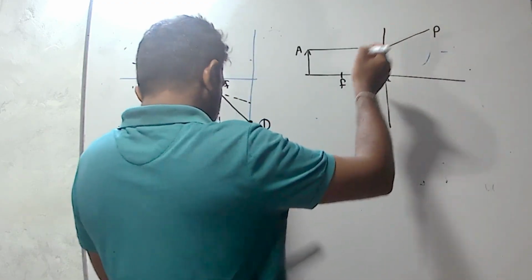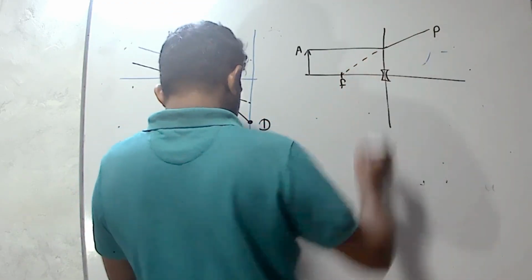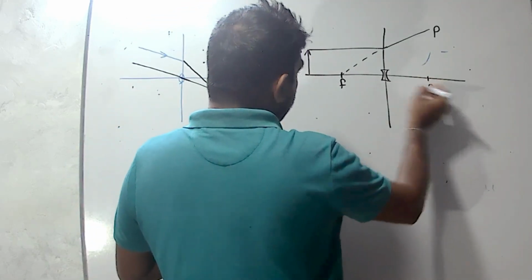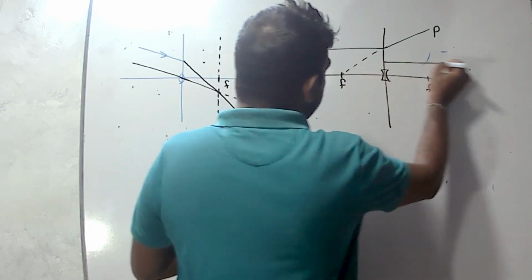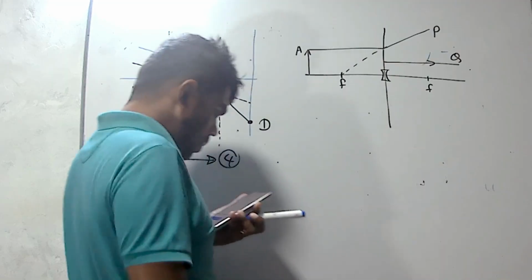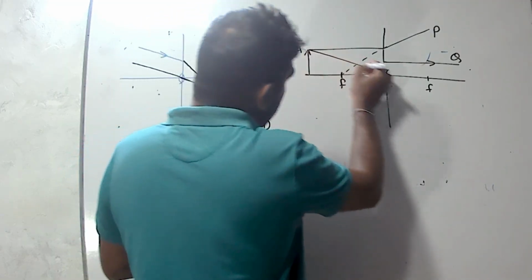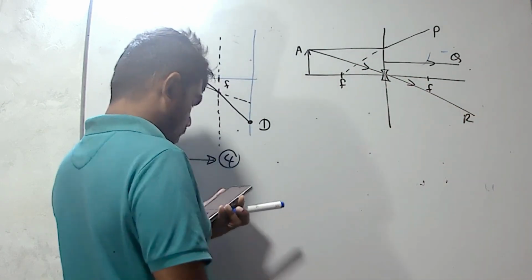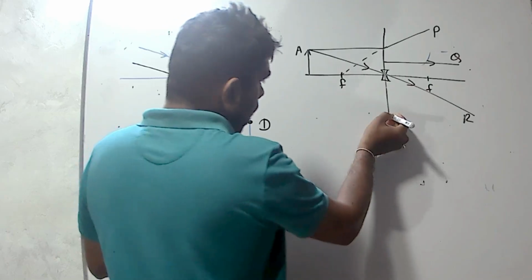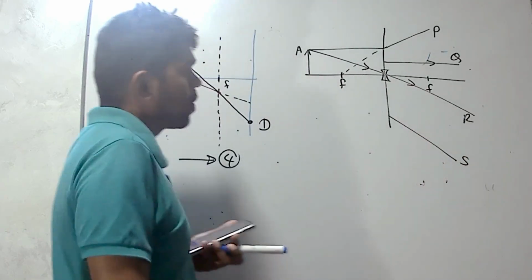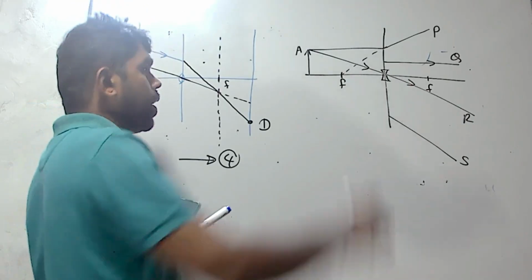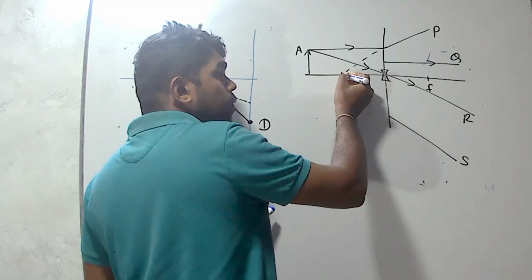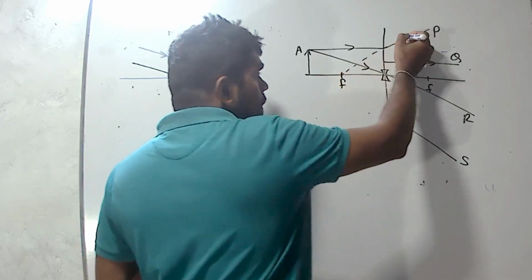P. Q. R. This passing the pole. S. We know that when getting a parallel ray, it should pass the focal point, this focal point. Then P is correct.